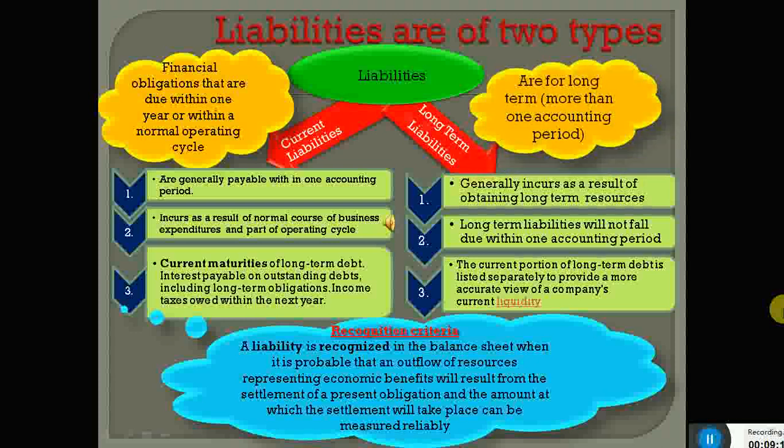For revision purposes, once again, financial obligations that are due within one accounting year or within a normal operating cycle are current liabilities, and long-term liabilities are for the long term, more than one accounting period.